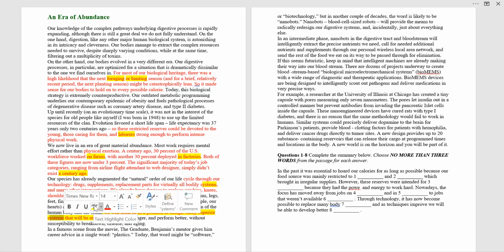Oh, I have highlighted it. I must not be. I don't know what I did.